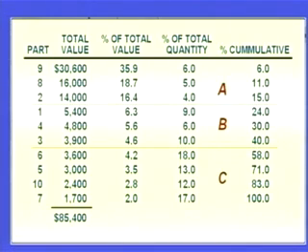We will see the percentage contribution towards total value and total volume in the next slide.